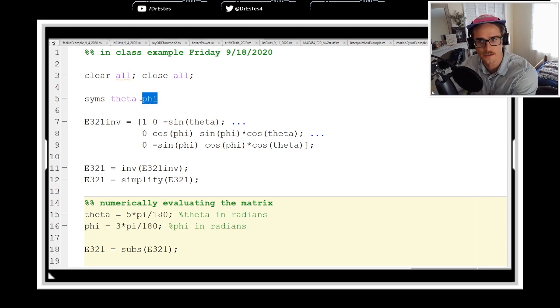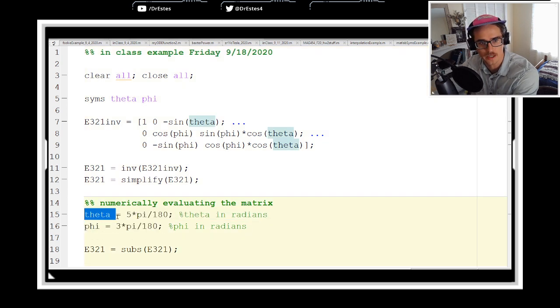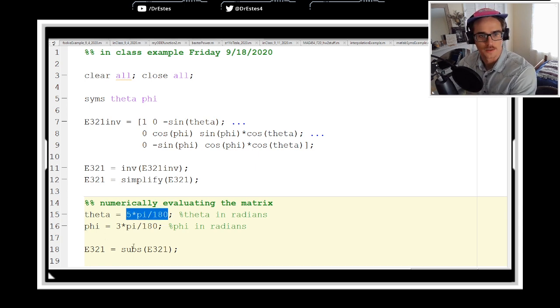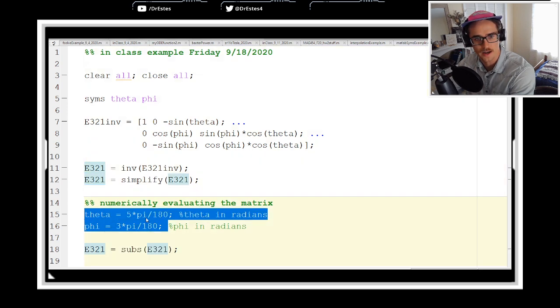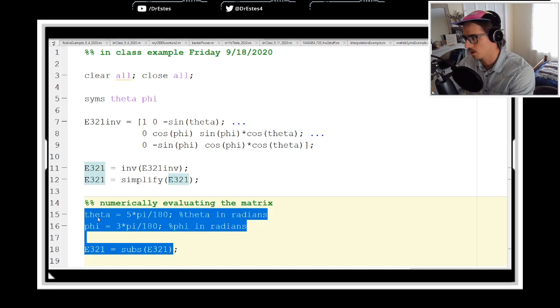Remember, at the top, I defined theta and phi as symbols. So now, I'm redefining them with the same variable names as numbers. Now, when I do the subs command, it's going to recall E321, and it's going to substitute these values in and evaluate the matrix. So let's see what happens. Boom.